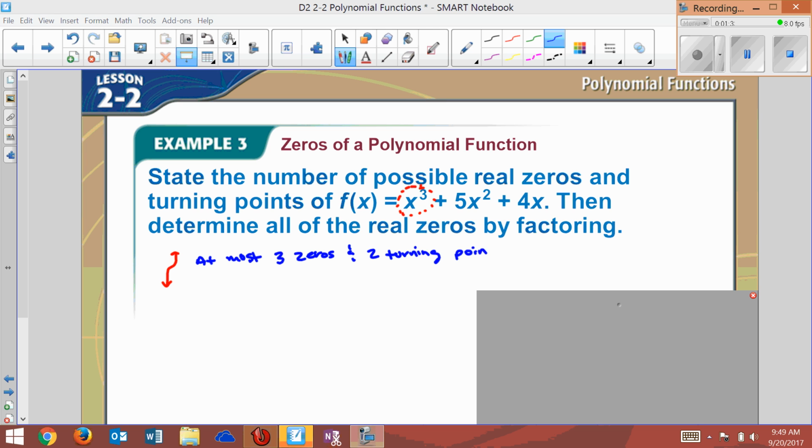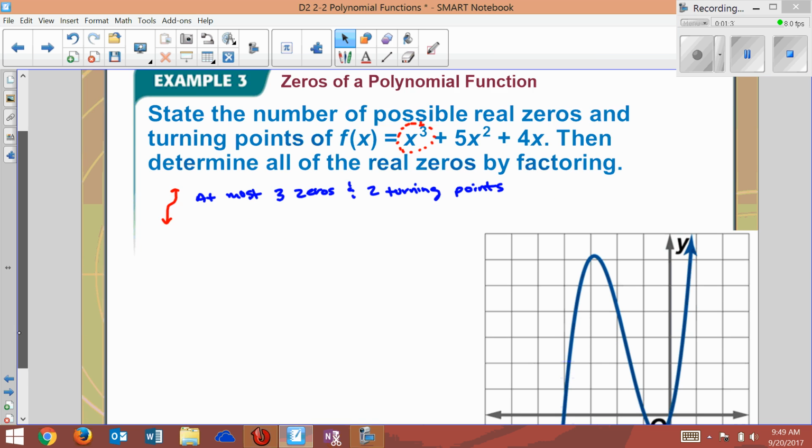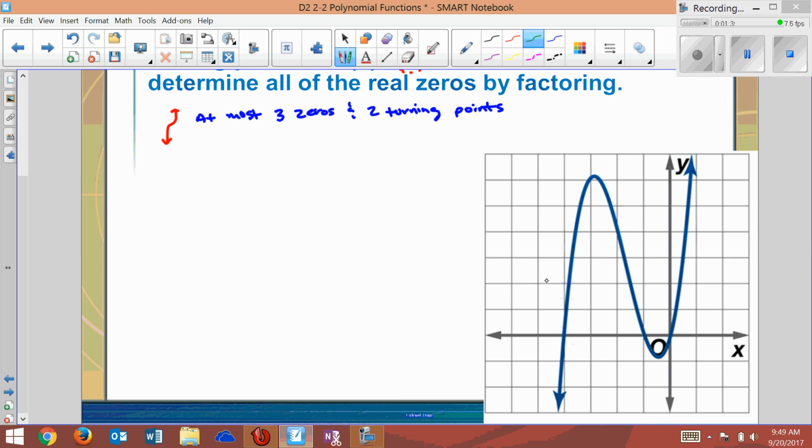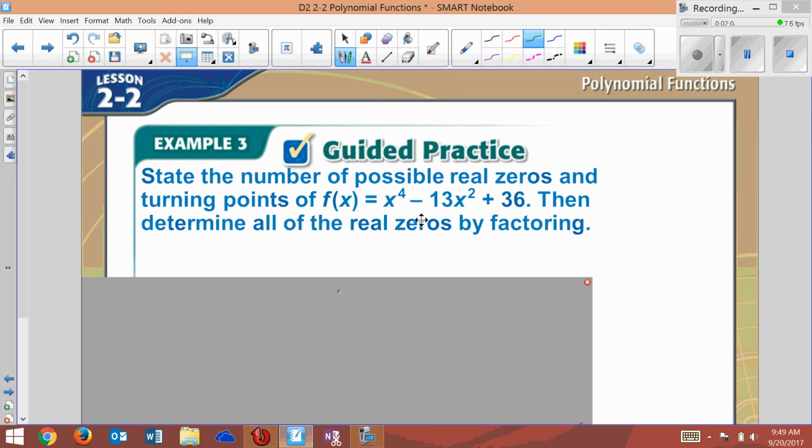Now let's see how our graph looks when we view it. We can see it does in fact have 1, 2, 3 zeros and 2 turning points. Okay, now it didn't have to have all those. You can see if we shifted up just a little higher, it would only have that 1 zero if we kept shifting it up. That's just how it happens sometimes. So there's one for you to try.